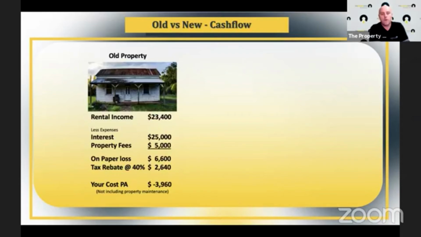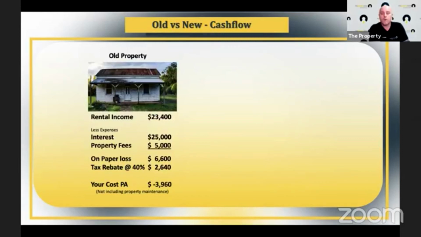Now, I'm working on the fact that the tax rate, I've gone in the middle. The average tax rate in Australia is around the 40% mark. But of course, if you're on a 48.5% tax benefit, it's going to be better for you. If you're on a 30% tax benefit, it's not going to be as good. So on a paper loss of $6,600, you'd expect to get approximately $2,640 back from the tax man at the end of the year for this property running at a loss of $6,600.